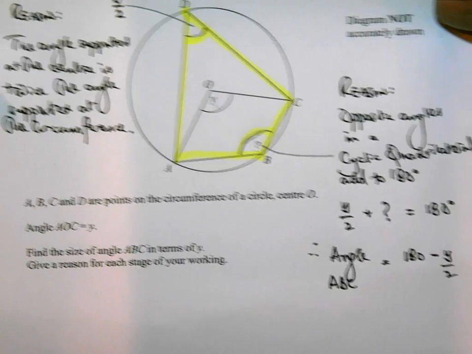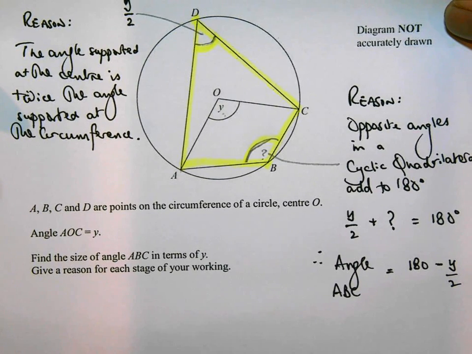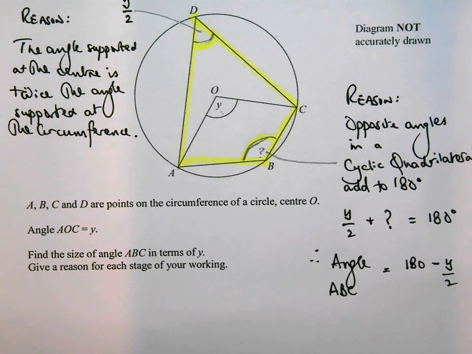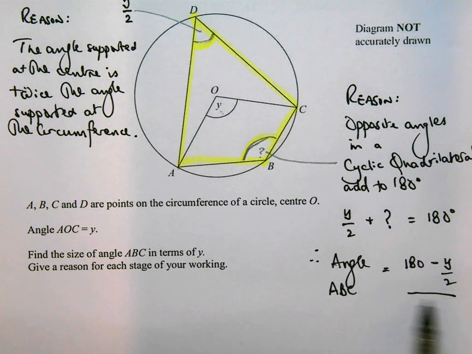Okay, there's the full reasoning for the answer to this question, and that is my answer. 180 take away Y over 2. This is a pretty straightforward question. Again, a popular topic. Make sure you understand it, make sure you can do it, and make sure you can get all the marks in it.